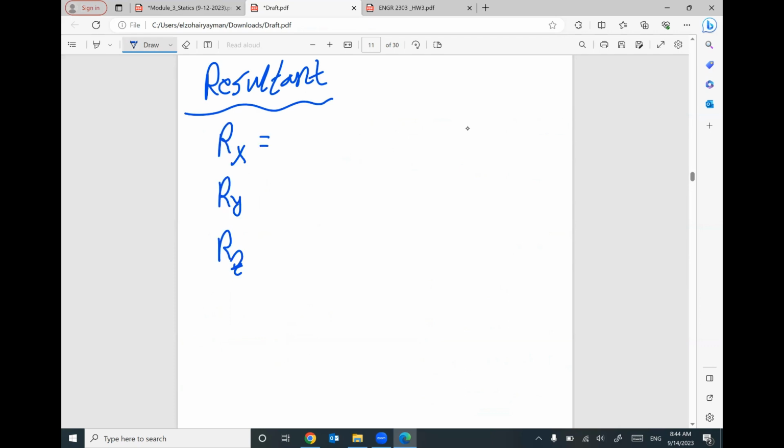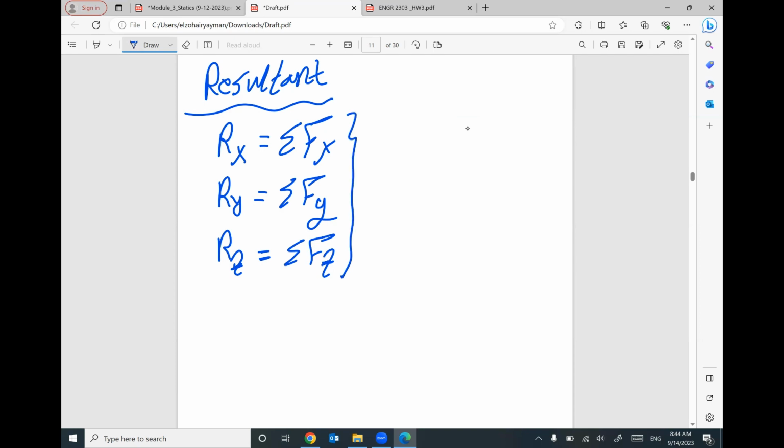The resultant will have three components: component in X, component in Y, component in Z. The X component of the resultant will be the summation of all X components of your forces. The Y component will be the summation of all Y components of your forces. The Z component will be the summation of all Z components of your forces.